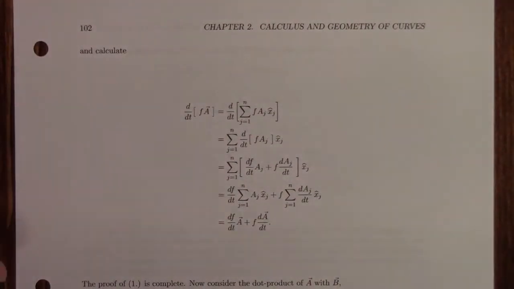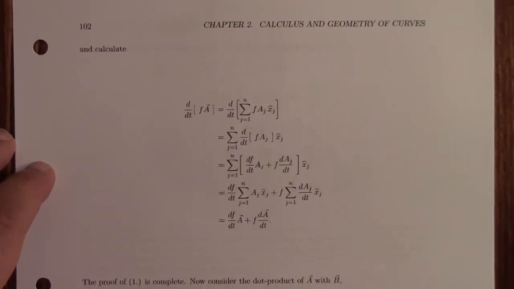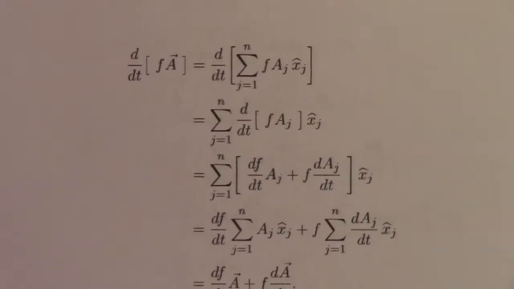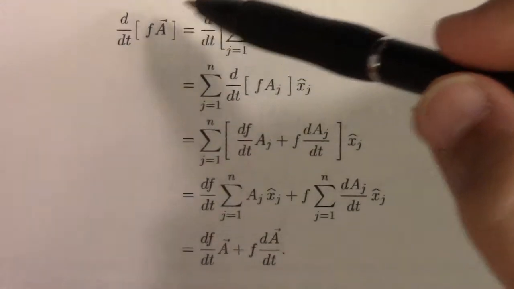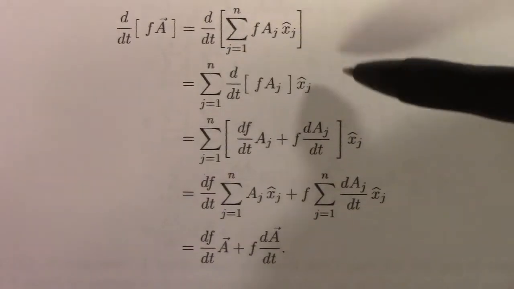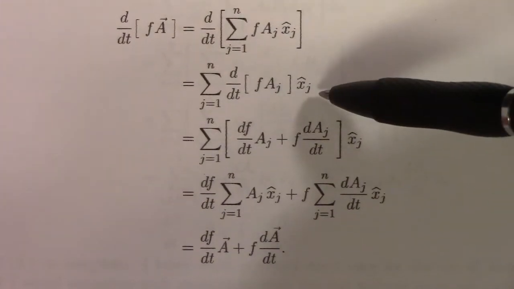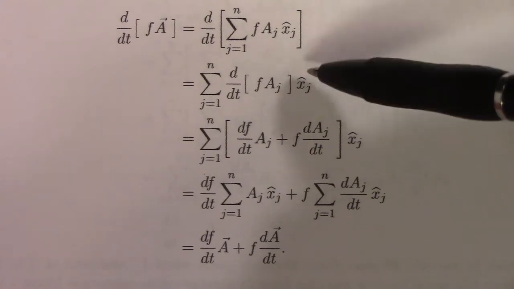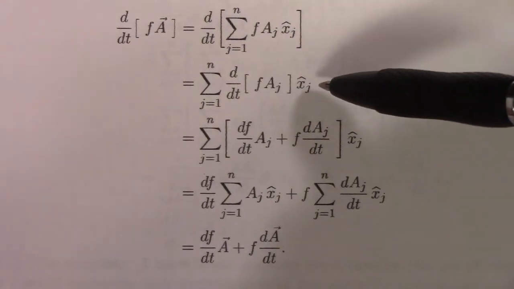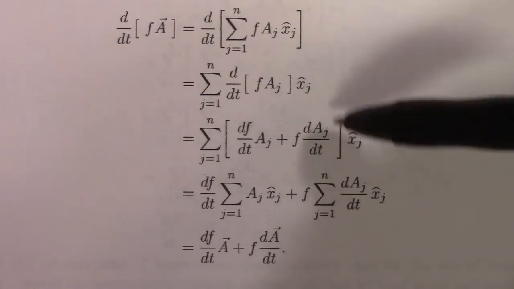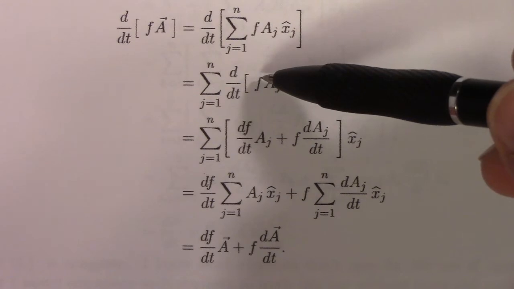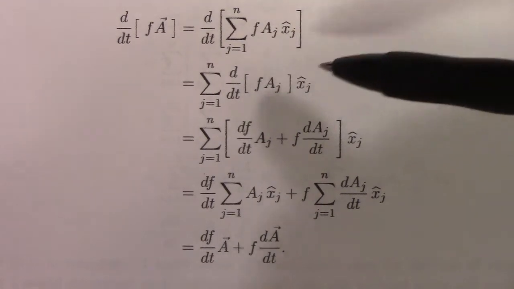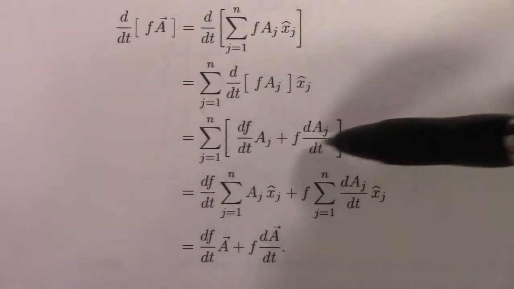So for the derivative of the scalar product, here's the proof. We have f times a vector, and we differentiate it. First of all, going from here to here, that's the definition of derivative of a vector valued function. We differentiate each component one at a time. Then going from here to here is the product rule of calculus 1, because f times a_j is just a product of functions of time. f and a sub j are both functions of time, so we use the product rule.